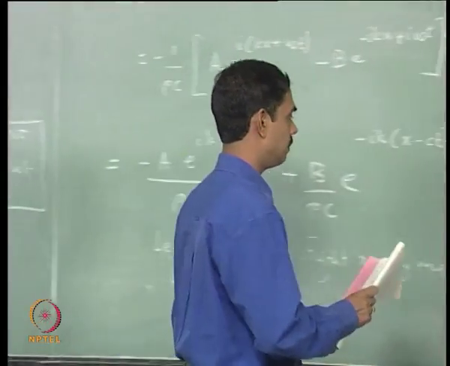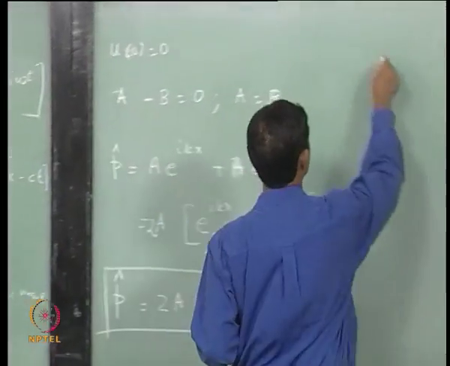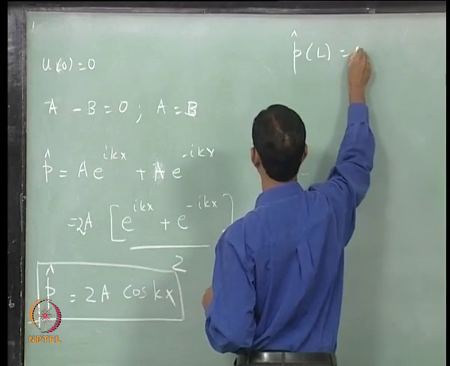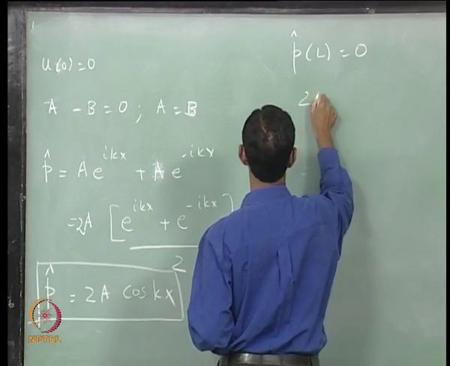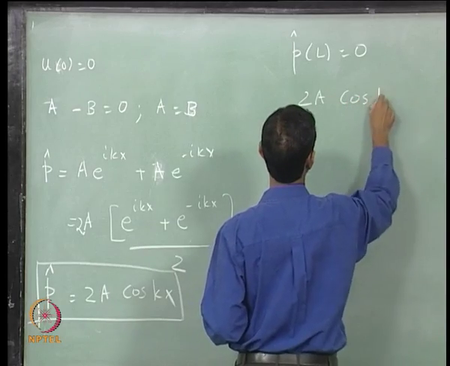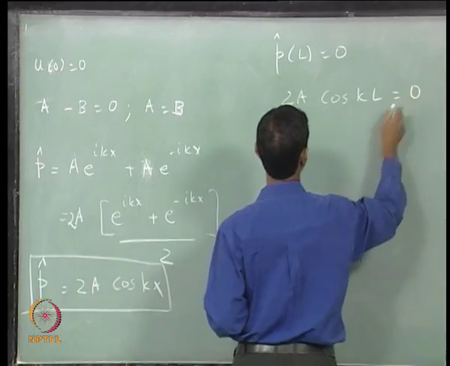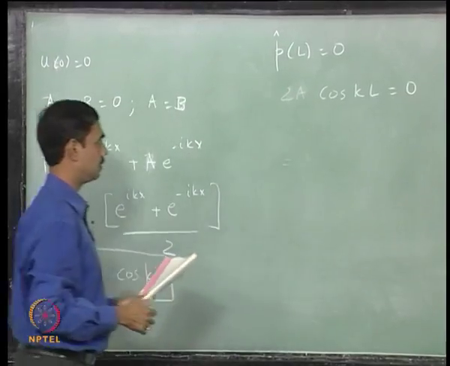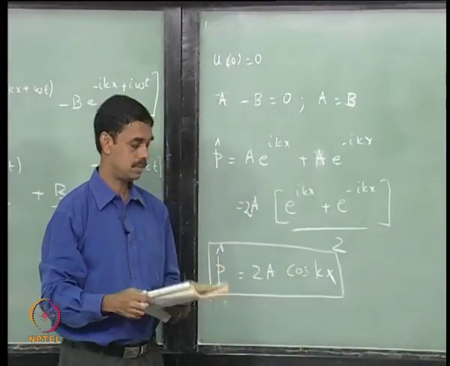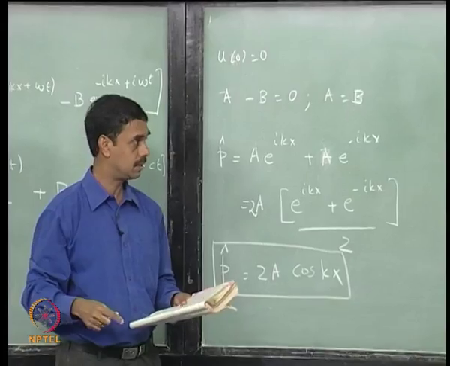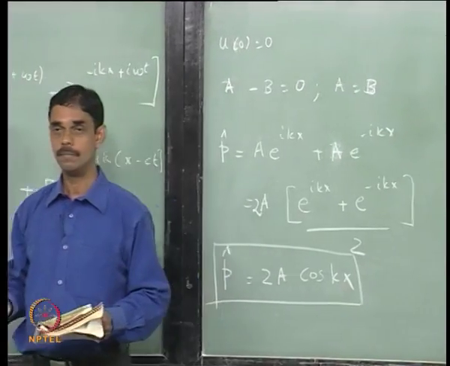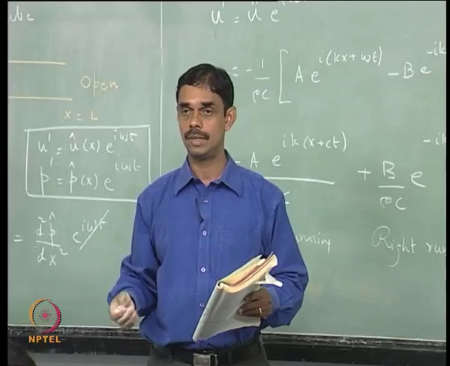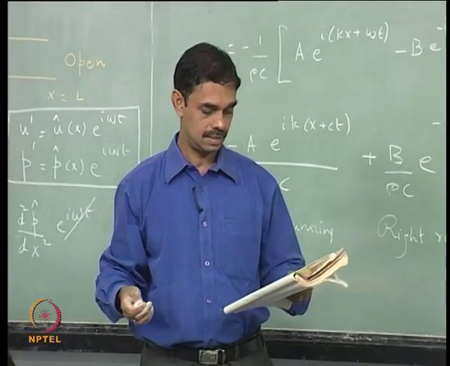So the second boundary condition says that p hat of L equal to 0. So p hat of L would be 2a cos kL equal to 0, or alternately if a is not 0, then you should get cos kL is 0, and this is now an eigenvalue problem because there are only certain values of k which will actually make this relation satisfied.